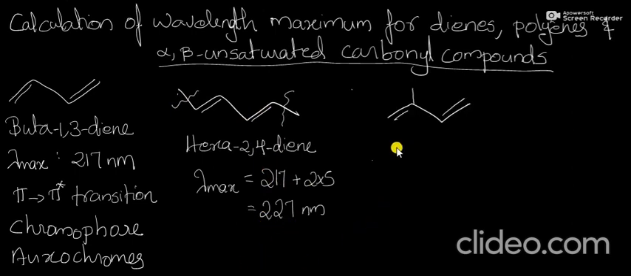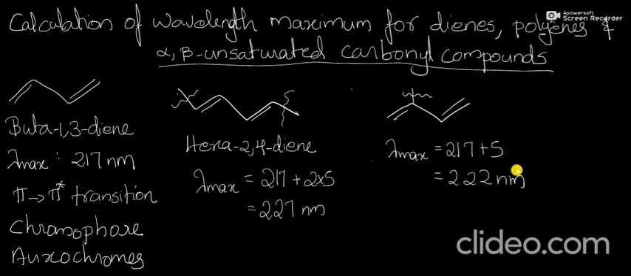This is another compound, 2-methyl buta-1,3-diene. This is our chromophore and this is our auxochrome, the alkyl group attached to this chromophore. Then what will be the lambda maximum value? Lambda maximum equal to 217 plus 5, which is equal to 222 nanometer.